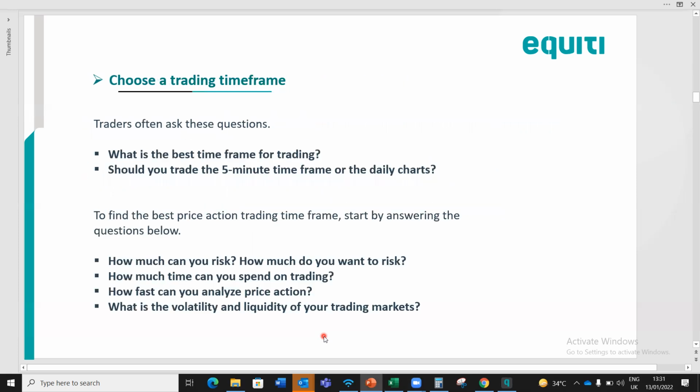The next is choose a trading time frame. Traders often ask: what is the best time frame for trading? Should you trade the 5 minutes time frame or the daily charts? For you to find the best price action trading time frame, start by answering these four simple questions. Number one, how much can you risk? How much do you want to risk?